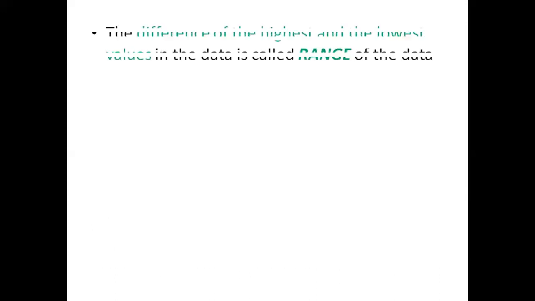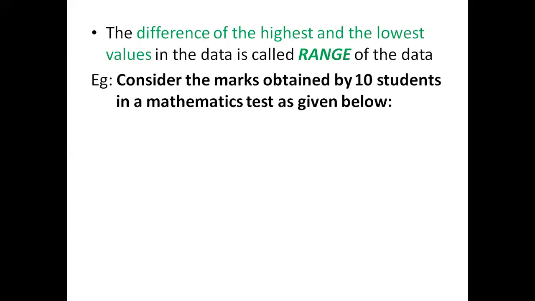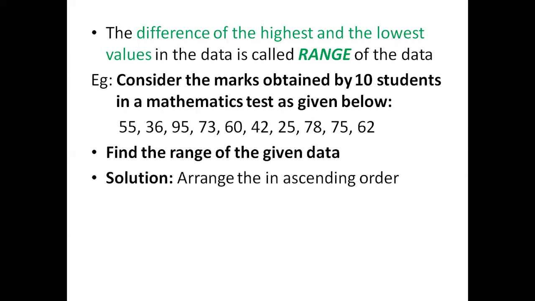Now we come to the next thing, called range. If we have the data, and we take the difference of the highest and the lowest values in the given data, then we call this the range of the given data. To understand this, let us take an example. Again, we'll take the marks obtained by 10 students in a mathematics test: 55, 36, 95, 73, 60, 42, 25, 78, 75, 62. The question is to find the range of the given data.